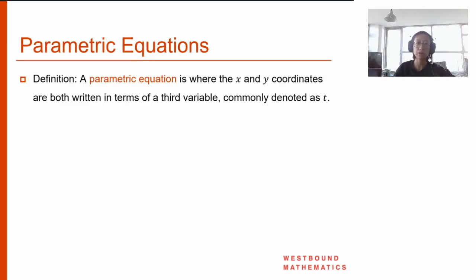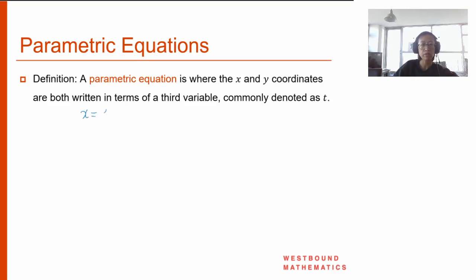Before we look at how to differentiate parametric equations, let's recap what it is. So a parametric equation is where the x and y coordinates are both written in terms of a third variable, commonly denoted as t or theta. We can convert them back into the Cartesian formula we're quite familiar with, consisting just of the x and y variable. So in a parametric equation, it's usually given in this form.